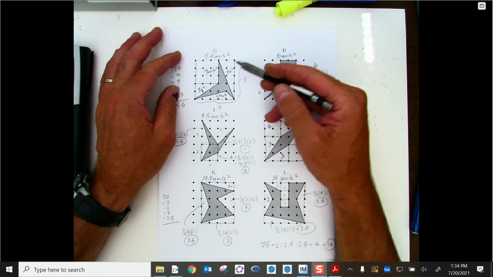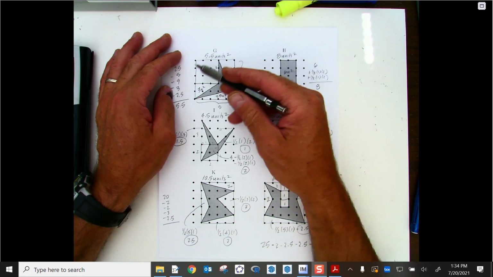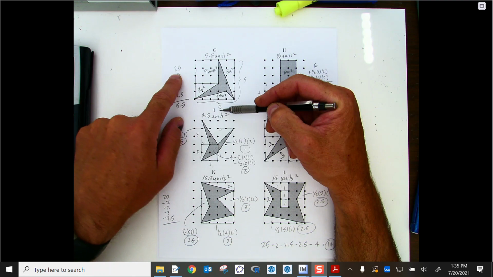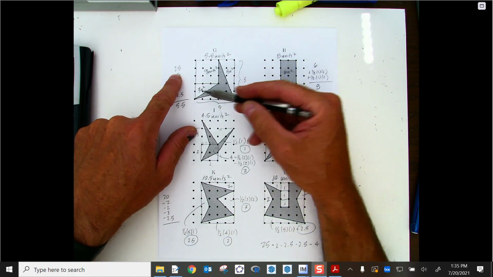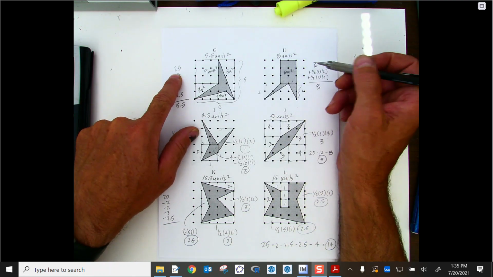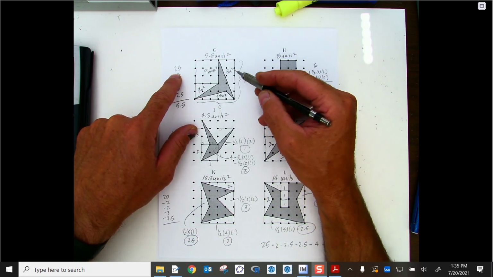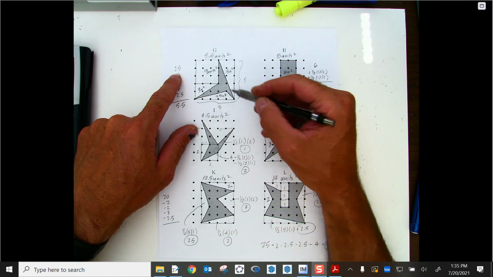So the way that I did it is I said, well, there's a bounding box around the whole thing that's 5 by 5, so that's 25 square units. And what I need to do is take away all the white space from that 25 square units to find out what the dark space is. And the white space is easier to calculate from my standpoint than the dark space is.